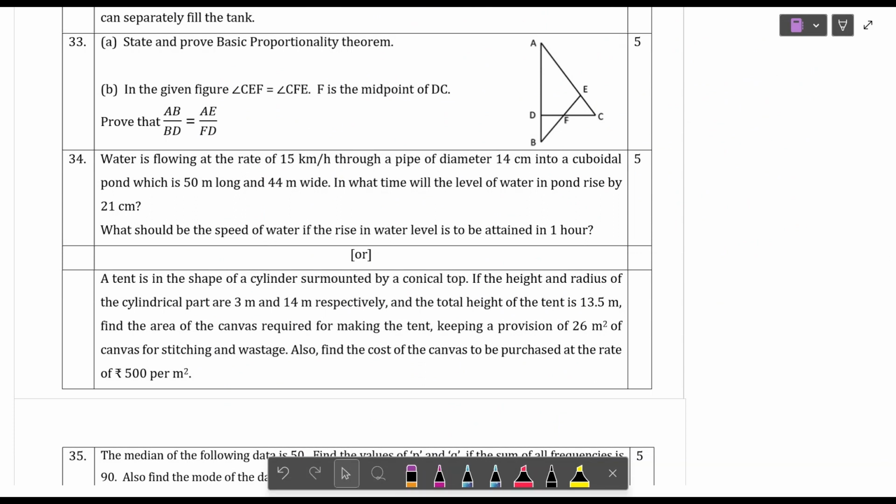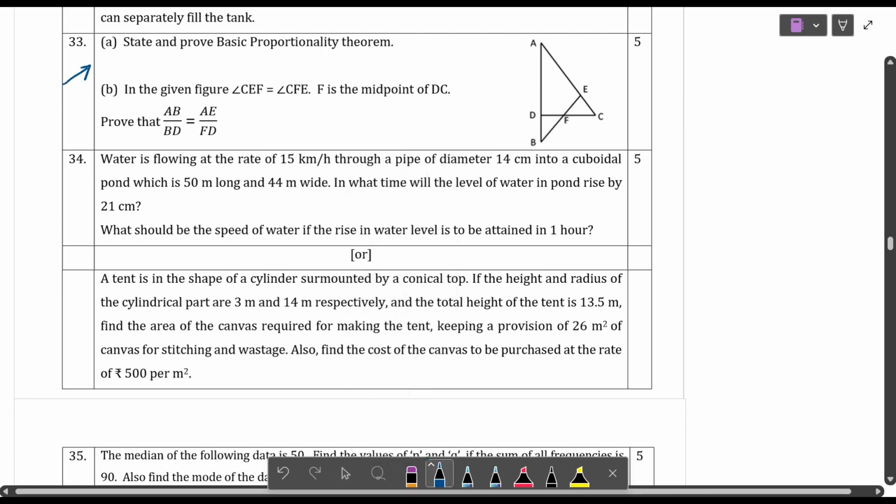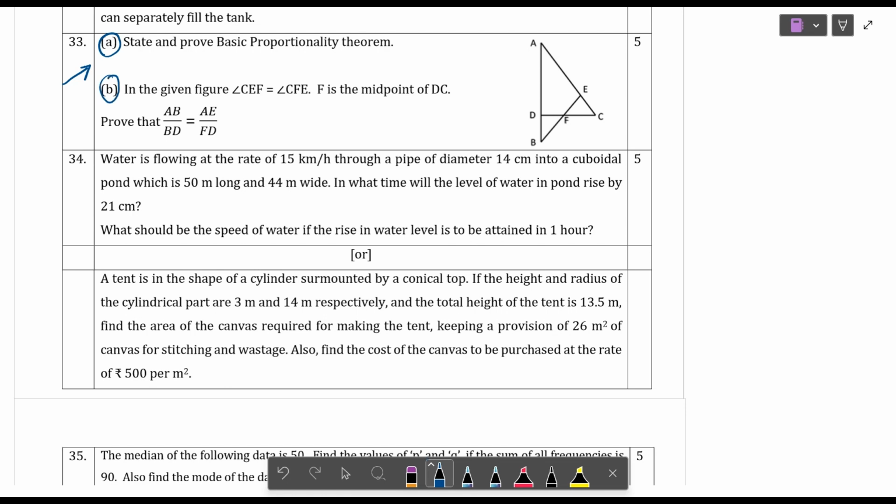Next question, students. Question number 33. If you observe carefully, in question 33 they have given A and B. Here they didn't give R, which means this is not an option. So both questions you have to solve, A and B. Both you have to solve.